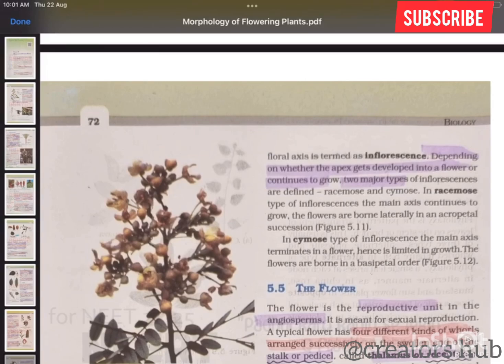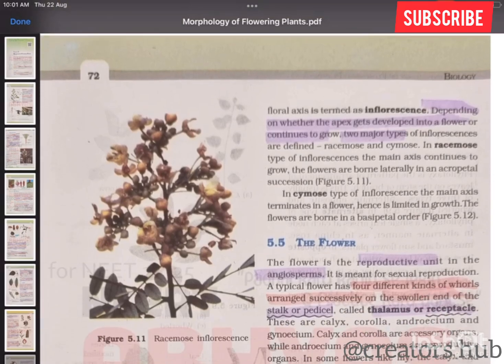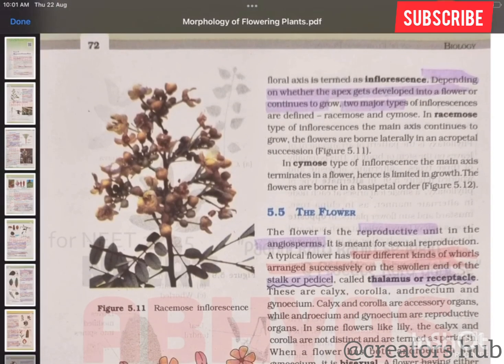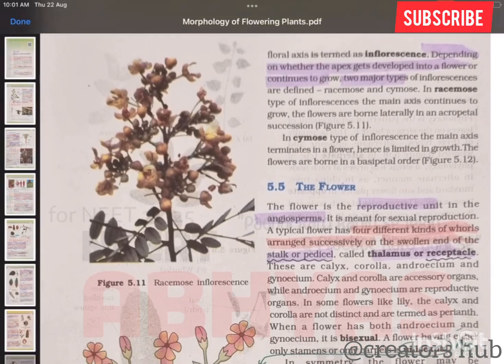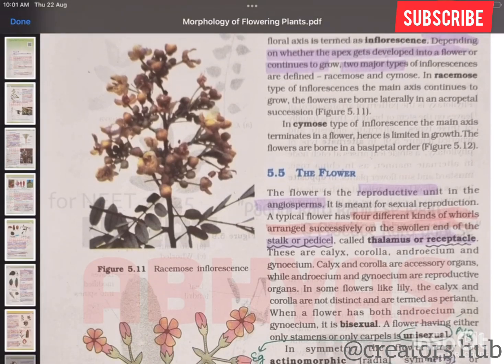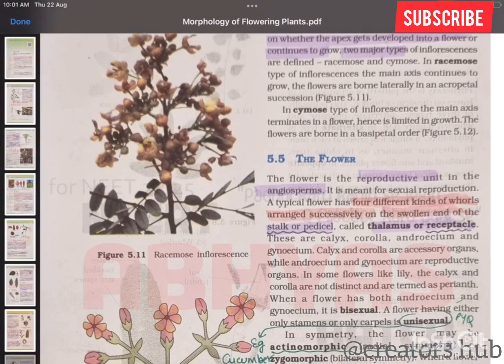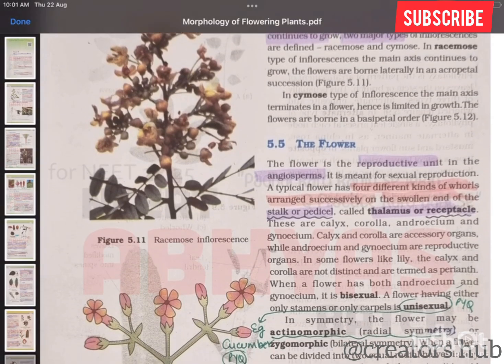Depending on whether the apex develops into a flower or continues to grow, two major types of inflorescence are defined: racemose and cymose. In the racemose type of inflorescence, the main axis continues to grow and the flowers are borne laterally in an acropetal succession. In the cymose type of inflorescence, the main axis terminates in a flower, hence is limited in growth. The flowers are borne in basipetal order.